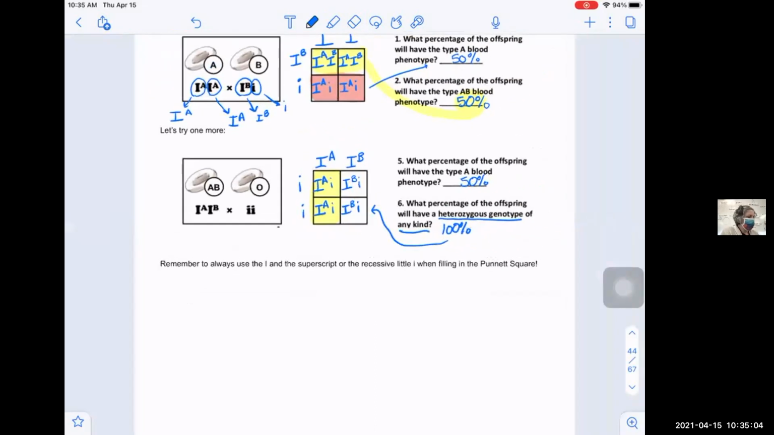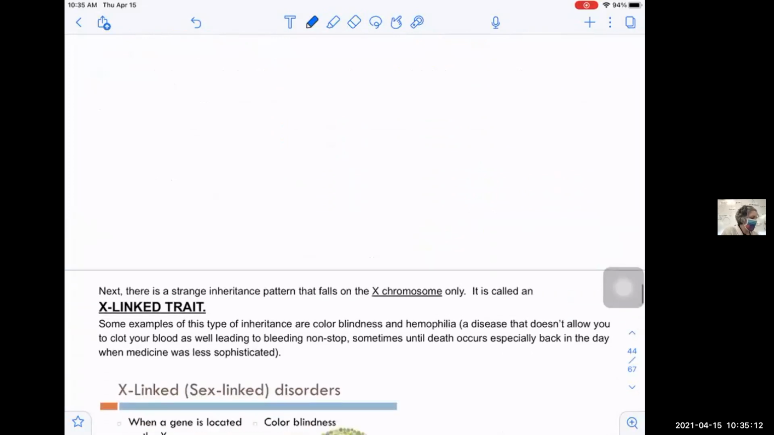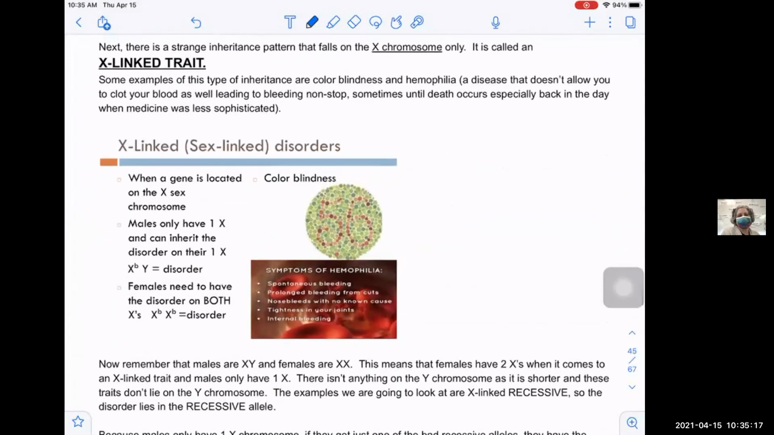All right, so you will have a page of blood type Punnett squares that you have to do for your homework today, but let's move on to X-linked traits. So our second topic of today.